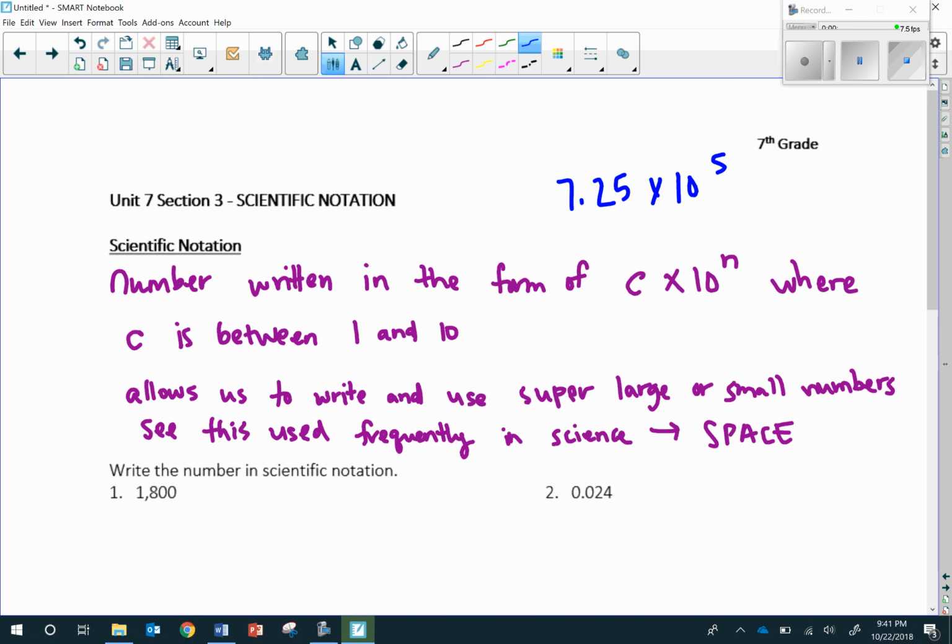Scientific notation is really helpful because it allows us to write and use either super large numbers or super small numbers. And like I said before, you will frequently see this used in science, especially when looking at numbers in terms of space or astronomical data. That is where you will often see it, as in that case, you're using really, really big numbers or even small numbers. So let's talk about how to use it.